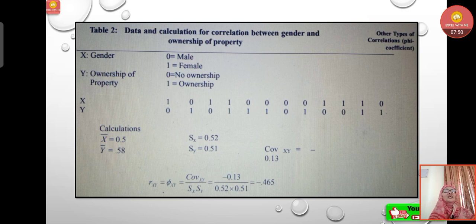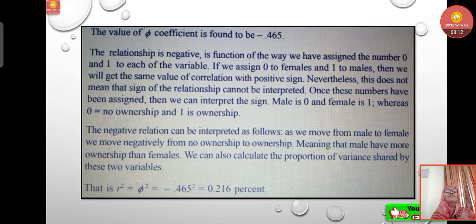You can see data and calculation for correlation between gender and ownership property is given. X as gender, Y as ownership of property, 0 for male, 1 for female, 0 for no ownership, 1 for ownership here, and then calculation is given down. The answer is minus 0.465. So the value of coefficient is found to be minus 0.465.